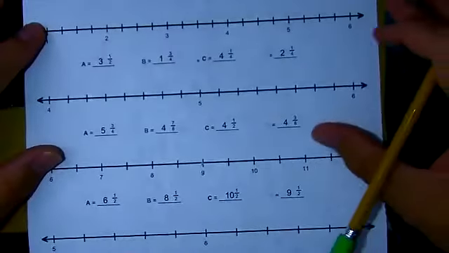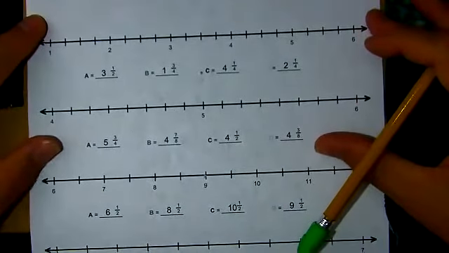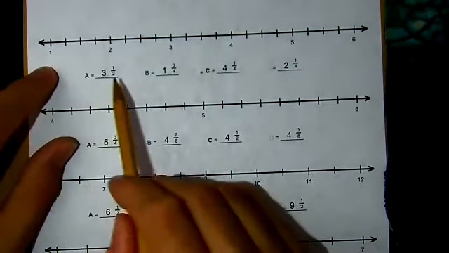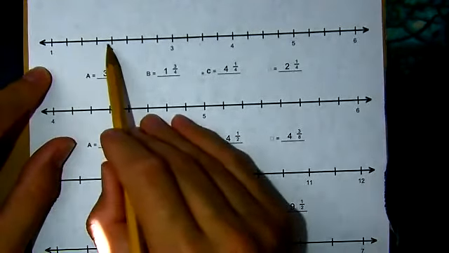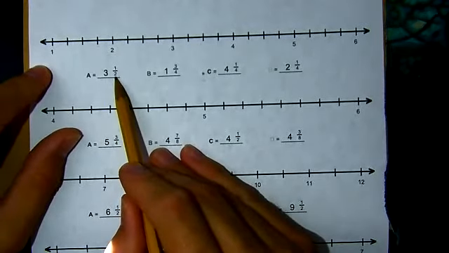We'll do a couple mixed numbers. So again, like I said, it's important to count your spaces in between, because if you look here, in between 1 and 2, there's 1, 2, 3, 4 spaces. Your first answer has got a half.